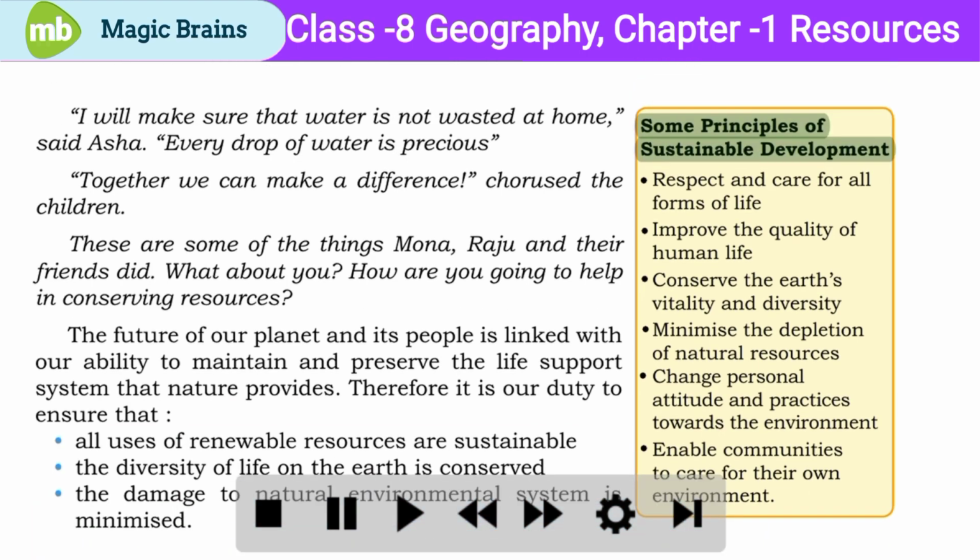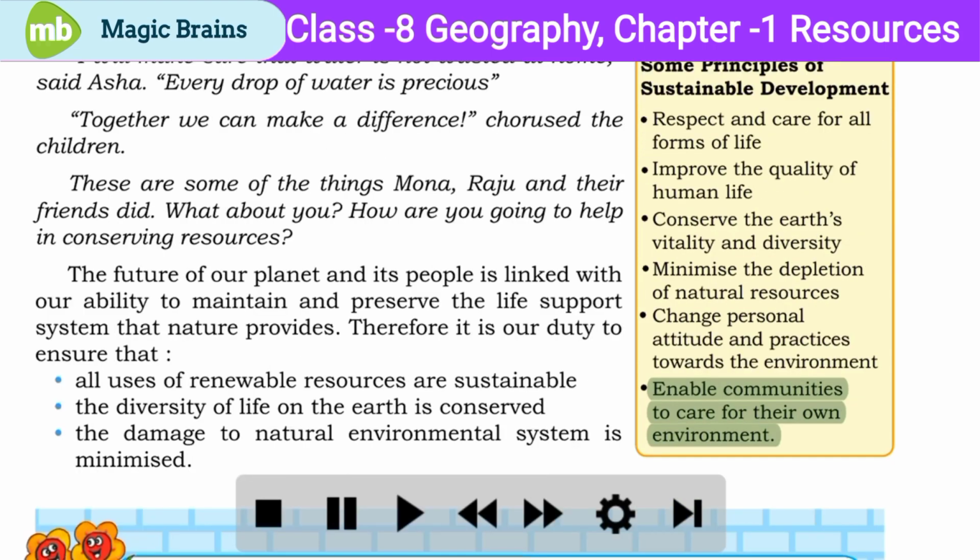There is a yellow box on the right side of page number 5, which reads Some Principles of Sustainable Development. Respect and care for all forms of life. Improve the quality of human life. Conserve the earth's vitality and diversity. Minimize the depletion of natural resources. Change personal attitude and practices towards the environment. Enable communities to care for their own environment.